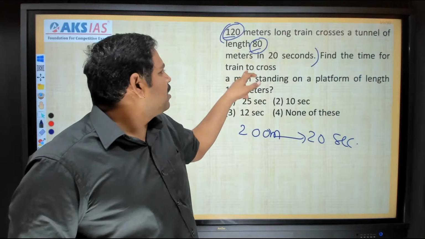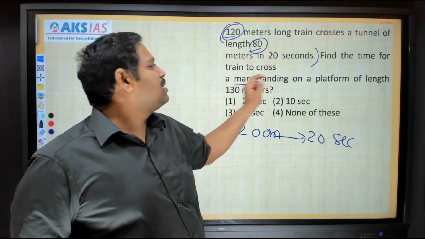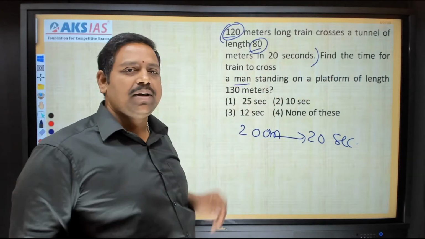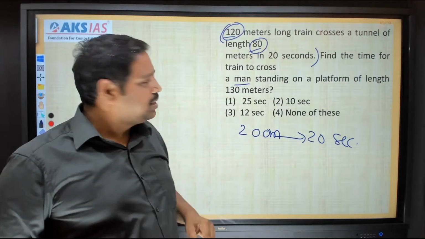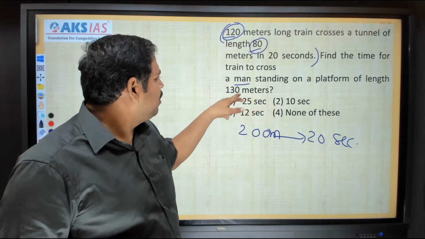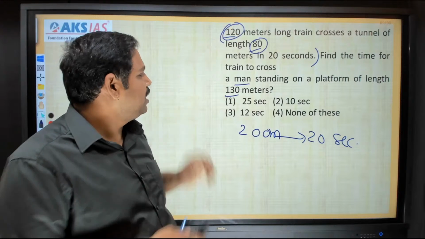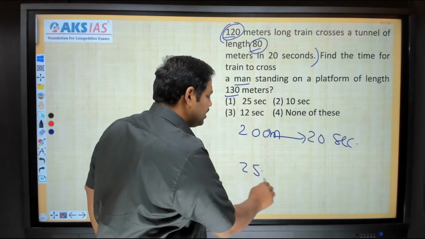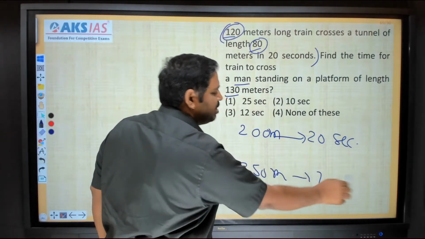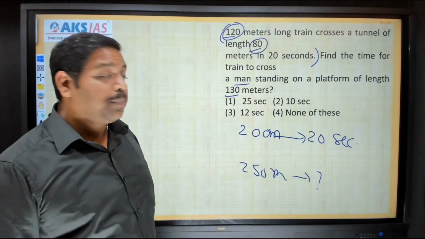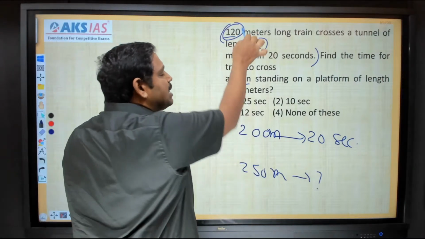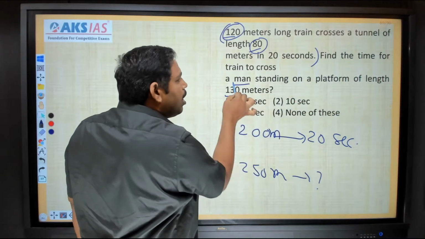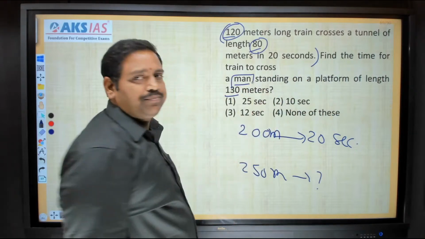Find the time for the train to cross a man standing on a platform of length 130 meters. Where people will make a mistake is, when they see the platform length of 130, they will add 120 plus 130, 250 meters. Yes, there you will lose your marks. Very simple. But the point is, is the train crossing the platform or a man on the platform?